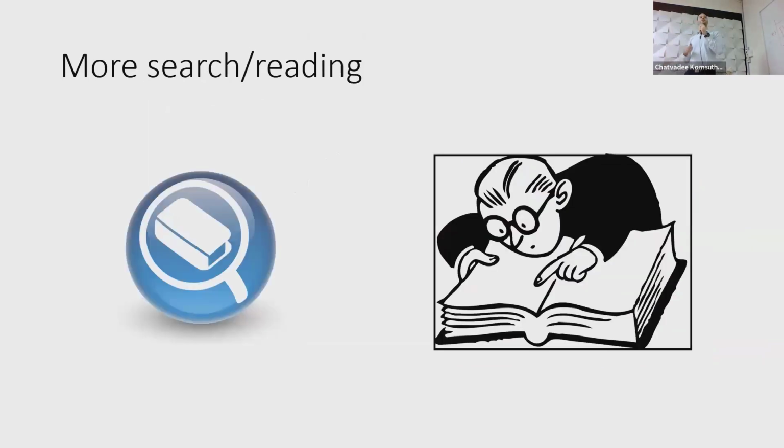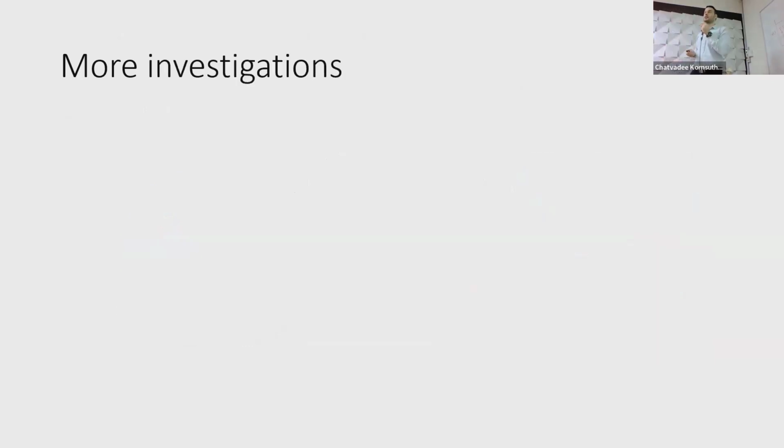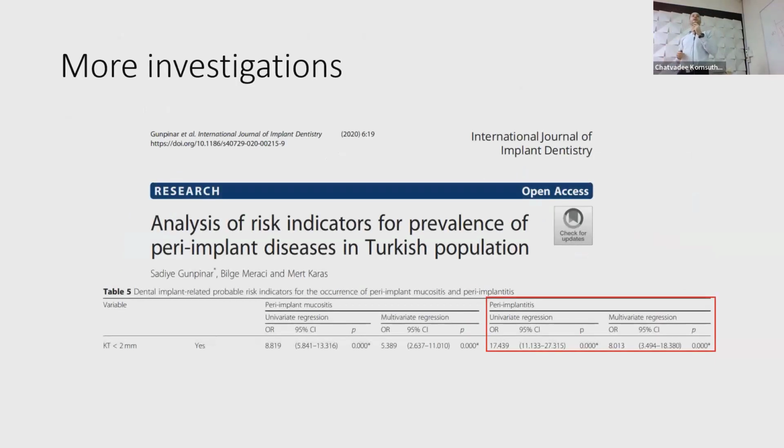But actually, if you search more in the literature, if you search more databases, and if you try to investigate deeper about this topic, you will find more investigations related to this. For example, you will find this paper, and here it shows that when I have keratinized tissue less than 2 millimeters, I will have a significant risk, a significant p-value. As you can see here, the p-value is 0.000 something, which means that when keratinized mucosa is less than 2 millimeters, I will have a higher odds, basically a higher odds ratio for developing peri-implantitis.